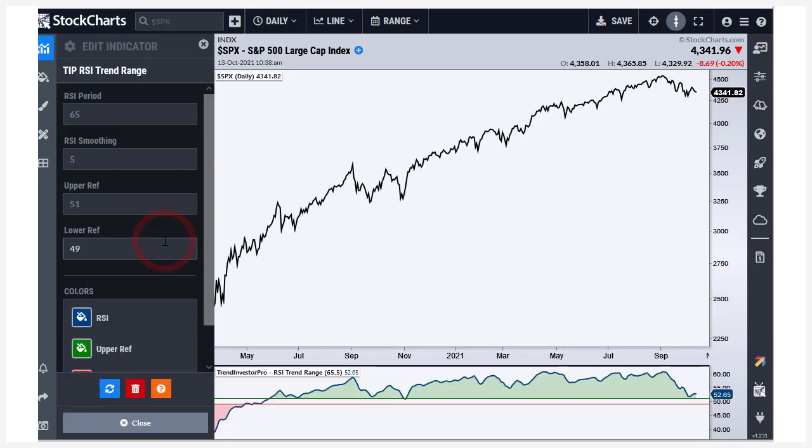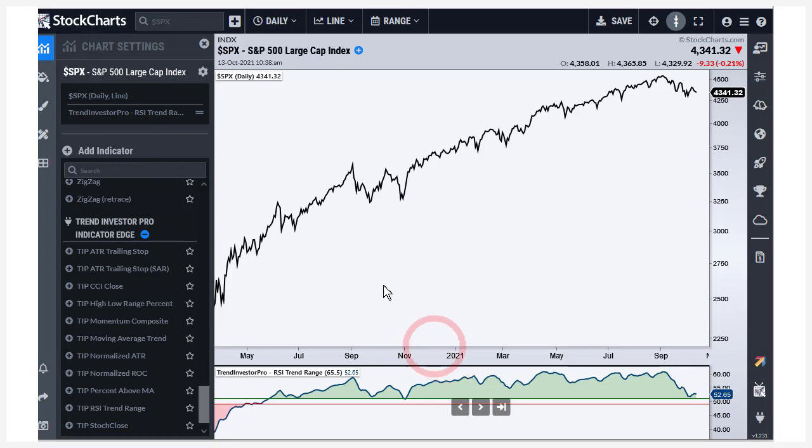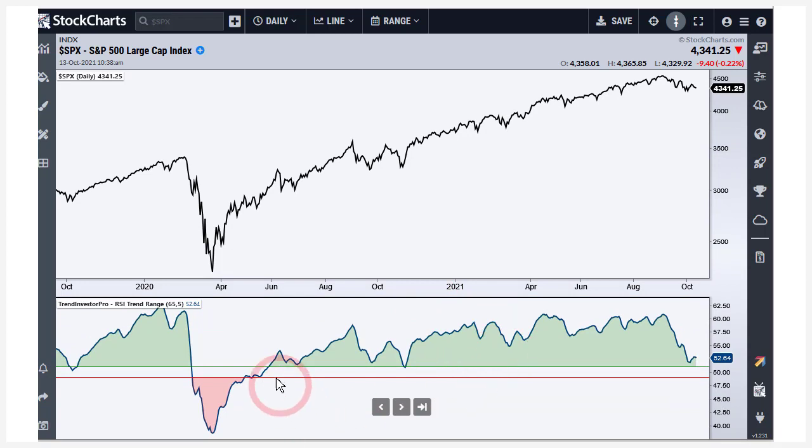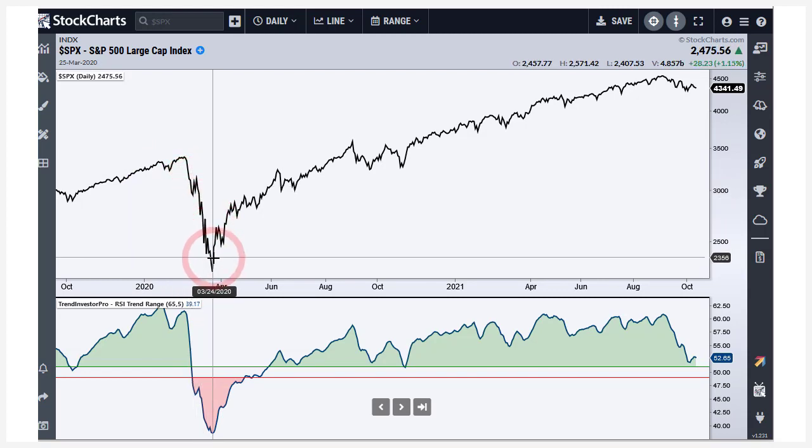Now the default settings are 65 periods for RSI, a 5-period smoothing, 51 for the upper line, and 49 for the lower line. So let's see what that looks like. I'll close that up and open this a little bit. We can see here that as far as this setting is concerned, we got an uptrend signaled on May 28th, and we got a downtrend signaled on the 28th of February, just before the COVID crash. So that was pretty timely.